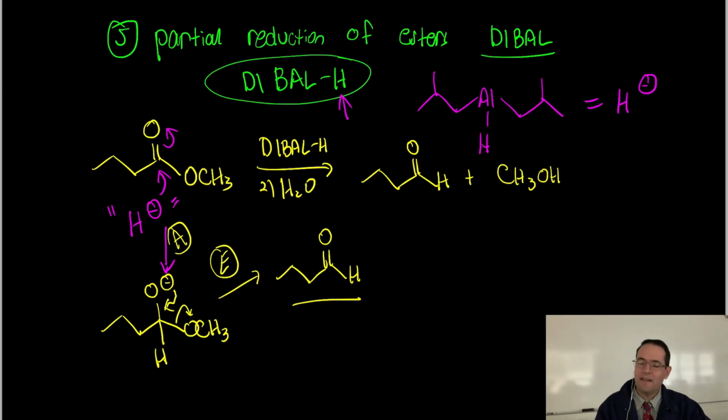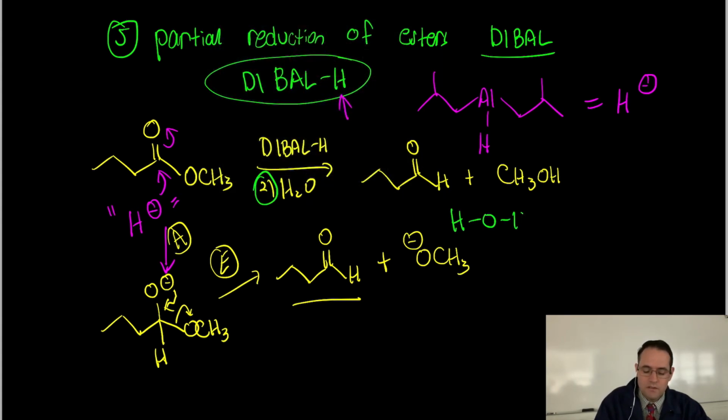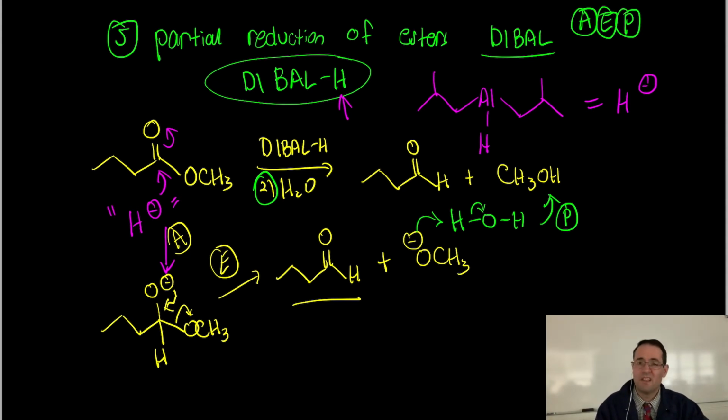Okay, so dibal will not react with the aldehyde. So it stops there, it stays there, and we have methoxide floating around. Okay. Now the purpose of adding water is to protonate the alkoxide, but usually you're throwing away the alcohol, especially if it's something methyl. All right, so that's going to be a protonation step. So A for attack, E for elimination, and then P, protonation at the end. Okay, so it's a three-step reaction. So just remember, dibal-H is a controlled reduction. You're only adding one hydride, and it's still a nucleophilic acyl substitution. You're substituting this methoxy group for a hydrogen.